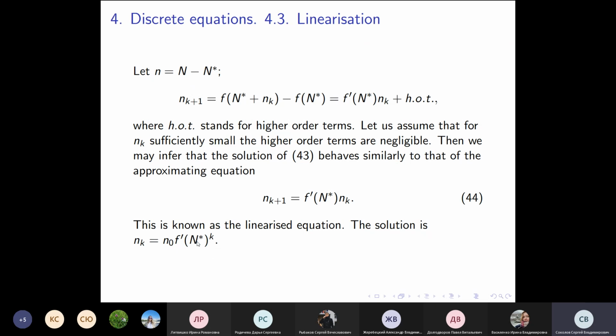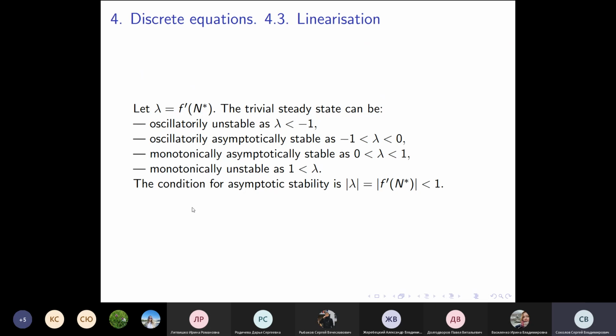Moreover, the sign of f prime guarantees us oscillations if it is negative, because the sign will change all the time with increasing k, or if the sign is positive, then the stability or instability will be monotonous. So finally, we can conclude it in the next slide.